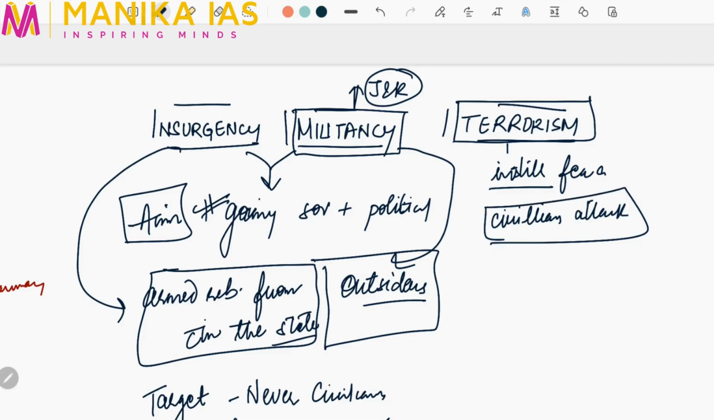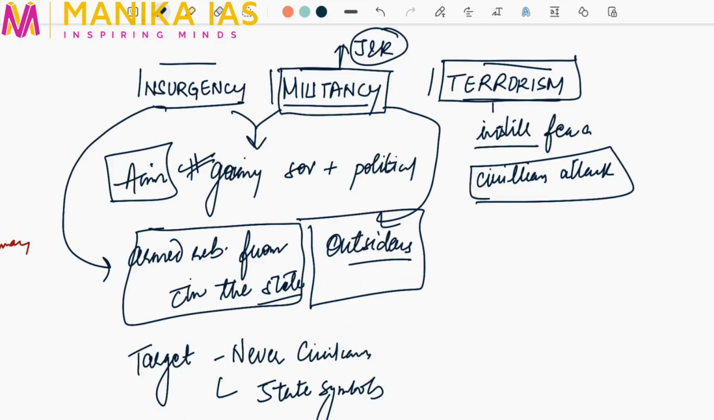However, when they attack civilians, their target is not the civilians themselves, but they use civilians as a means to instill fear in the minds of people who are in political power. So they want to instill fear in the state, within the people also, and within the political power also. So this is the difference between terrorism, militancy, and insurgency. I hope it is now clear where to use these words.